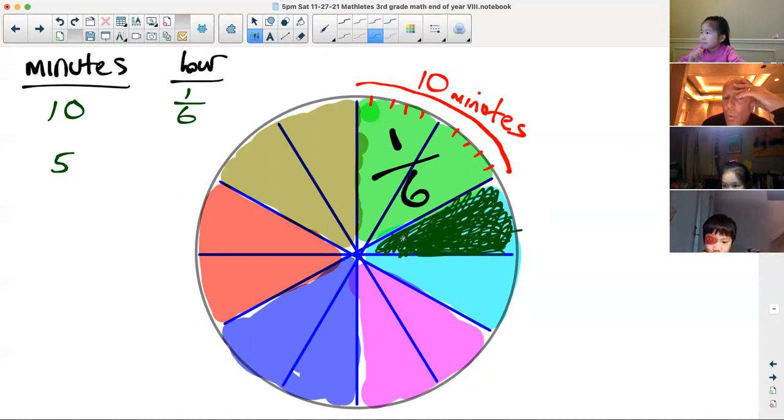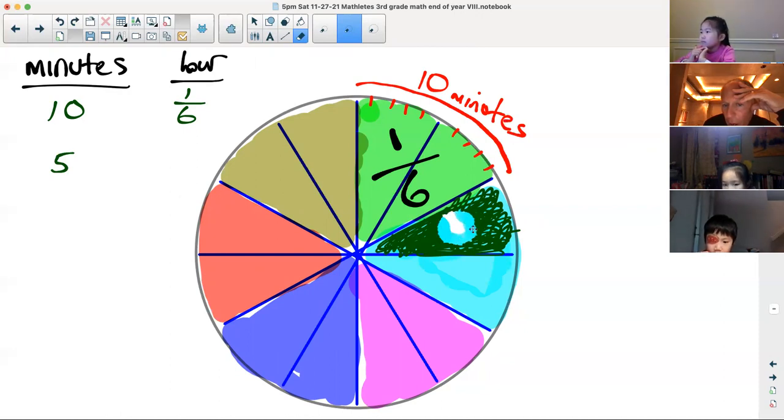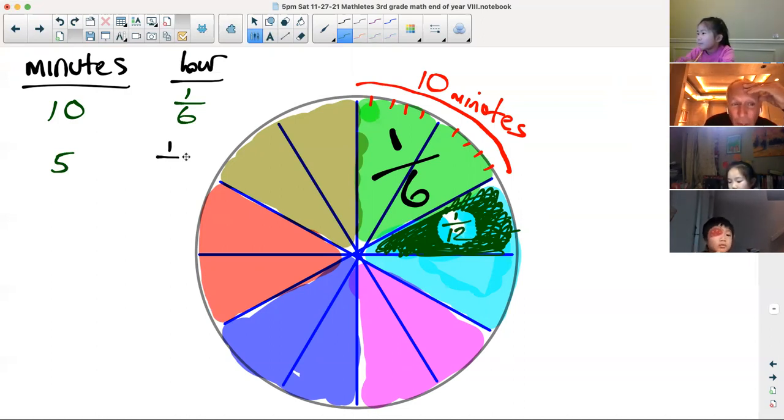Now there are 12 of those pieces. There are 12 of these pieces. And what do you think they're called? On 3. 1, 2, 3, go. 1/12. Exactly. It is 1/12. So 5 minutes is 1/12 of an hour.